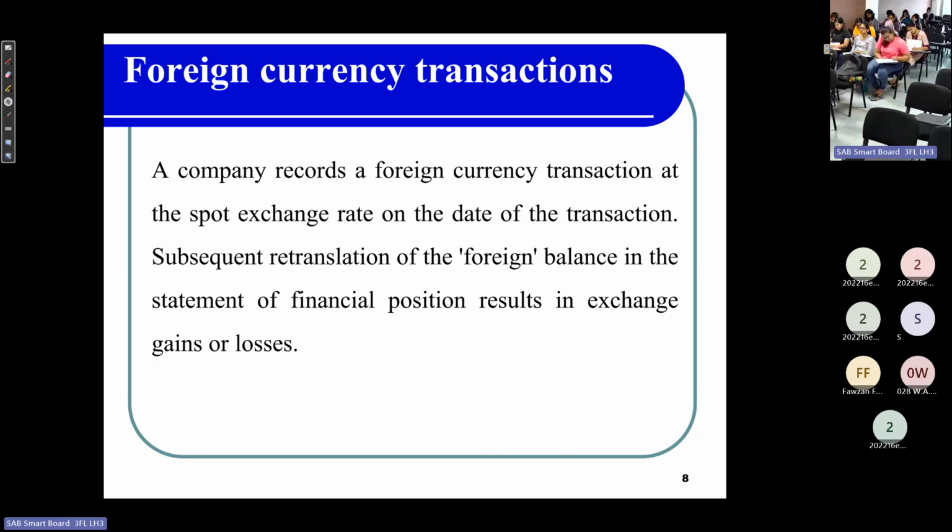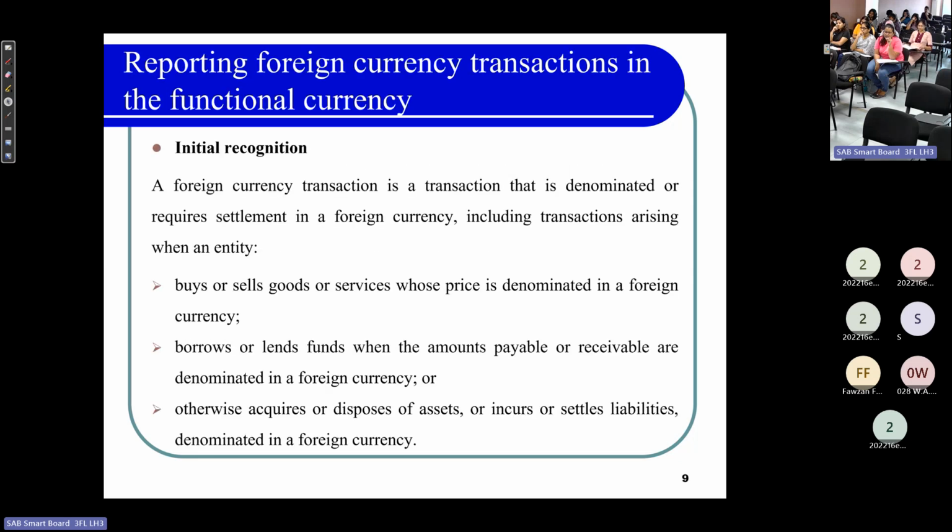Now we'll focus. Already we have discussed them. I'm just going through the slide. Foreign currency transaction. The company records foreign currency transactions at the spot exchange rate on the date of the transaction. Subsequent retranslation of the foreign balance in the statement of financial position results in exchange gains or losses. That's what we did under two circumstances. What are those two circumstances? Settlement before the reporting date, settlement after the reporting date.